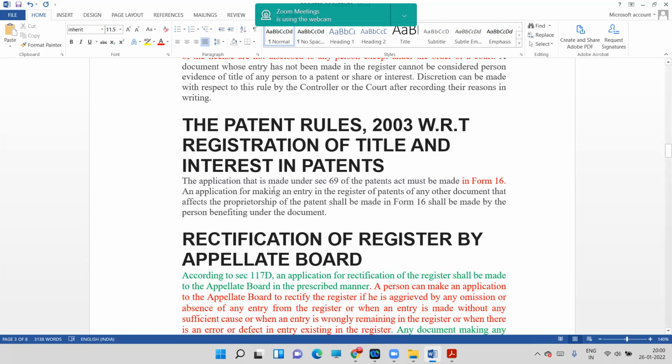The application that is made under section 69 of the Patent Act must be made in form 16. An application for making an entry in the register of patent of any other. This is in which section? 69. 69. Okay. This is rule. Okay, this is rule. 91, 92. 91, 92. Okay. 90 sub rule 1, 90 sub rule 2.